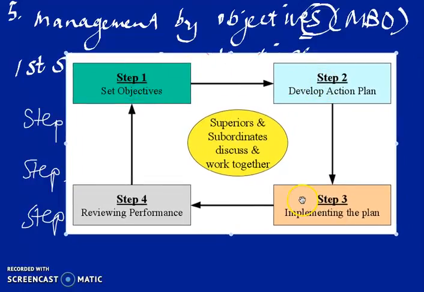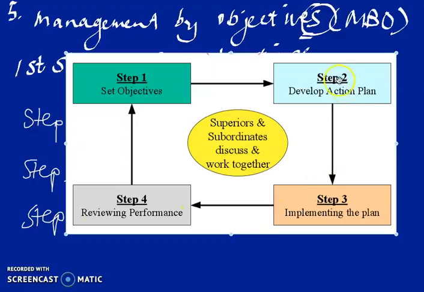Step 1, step 2, step 3, and step 4. And as you can see, we talked about setting objectives with a top-down approach. And then step 2, developing action plan, that means planning. And then step 3 is implementation, and step 4, reviewing performance, which means evaluation.